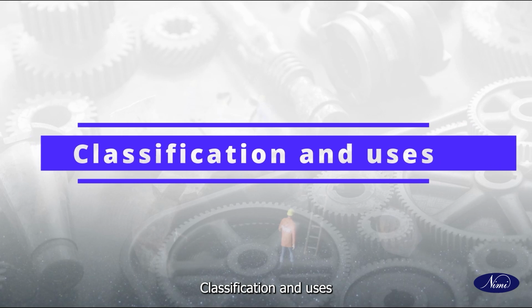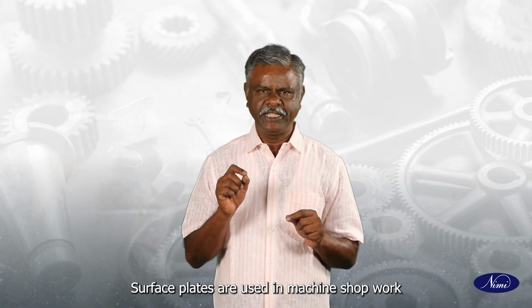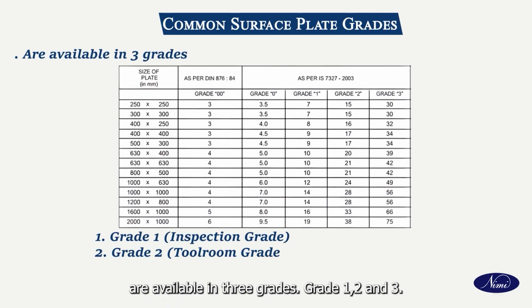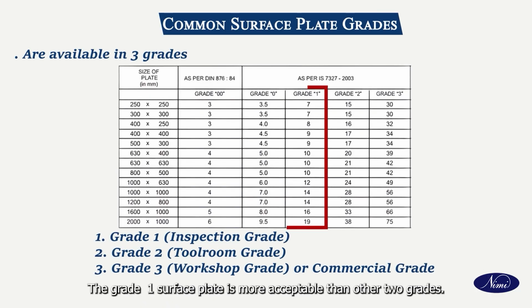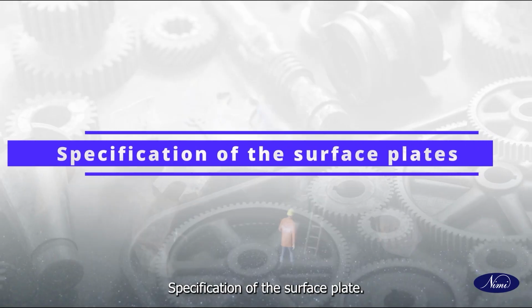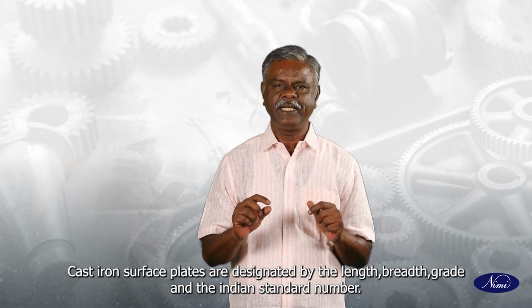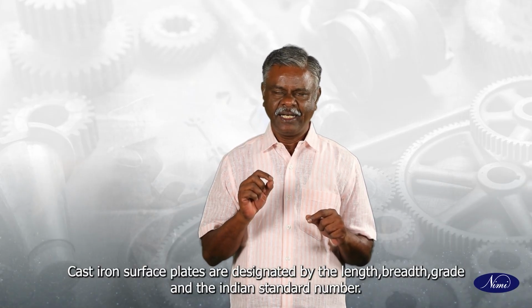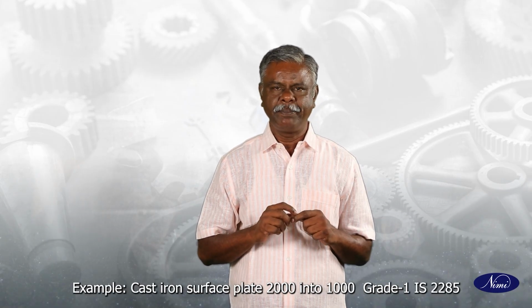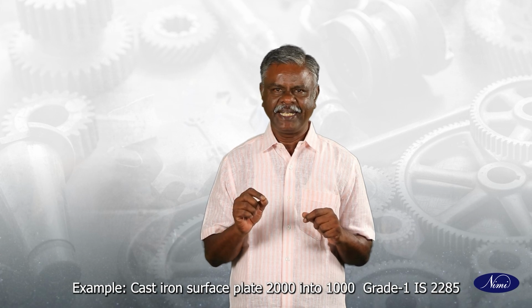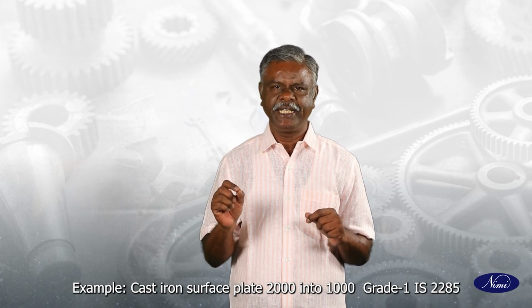Classification and uses. Surface plates used in machine shop work are available in 3 grades, grade 1, 2 and 3. The grade 1 surface plate is more accurate than the other 2 grades. Next, we are going to learn about the specification of the surface plate. Cast iron surface plates are designated by the length, breadth, grade and the Indian Standard number. Example, cast iron surface plate 2000 x 1000 grade 1 IS 2285.